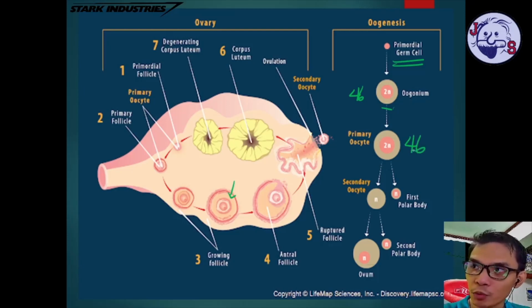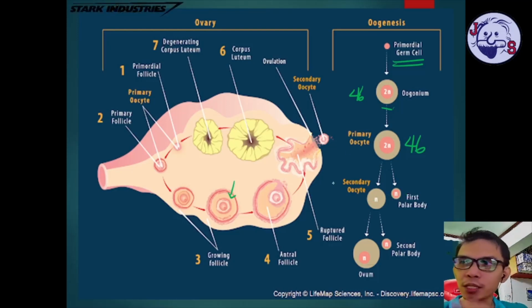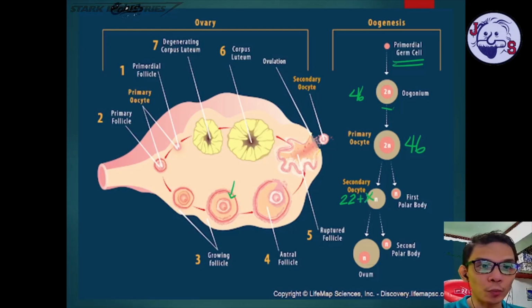The 46 will still be in the primary oocyte, and once the primary oocyte undergoes the first meiotic division, it will become a secondary oocyte and the first polar body. So the 46 chromosomes will now be divided into 22 plus X respectively. So 22 plus X, and we have here the first polar body containing 22 plus X as well. But the first polar body is not needed, so it will disintegrate as the process goes on.